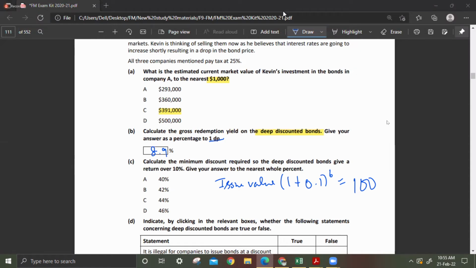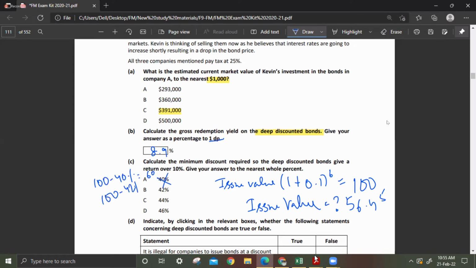Very good, Edwin. That's the right answer. How much do you get as issue value? $56.5. Okay. So if it is 56.5 or 56.45, what does that mean? How much discount was given? Because you know the logic behind deep discounted bonds, right? It is redeemed at face value. So you can do 100 minus 40%. You get $60. So this is not the answer.